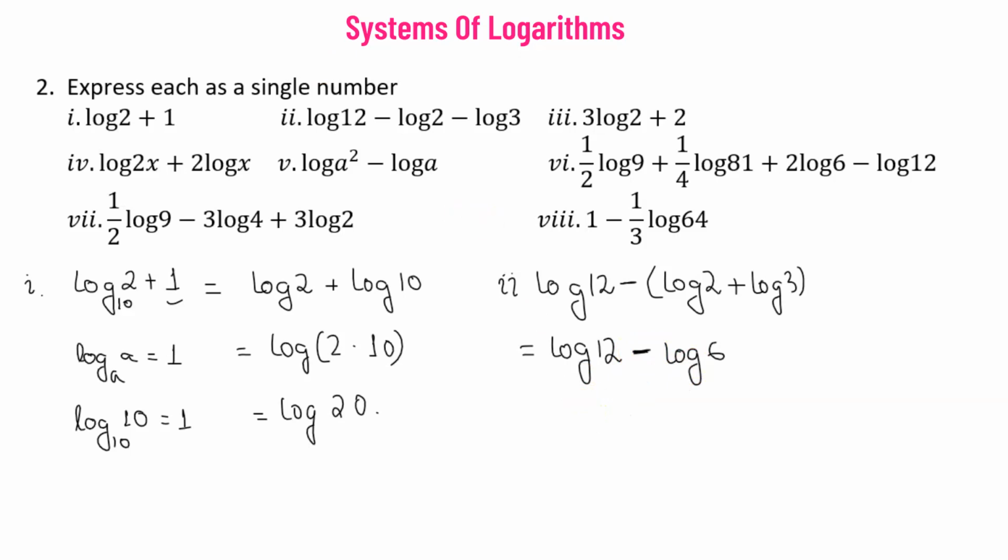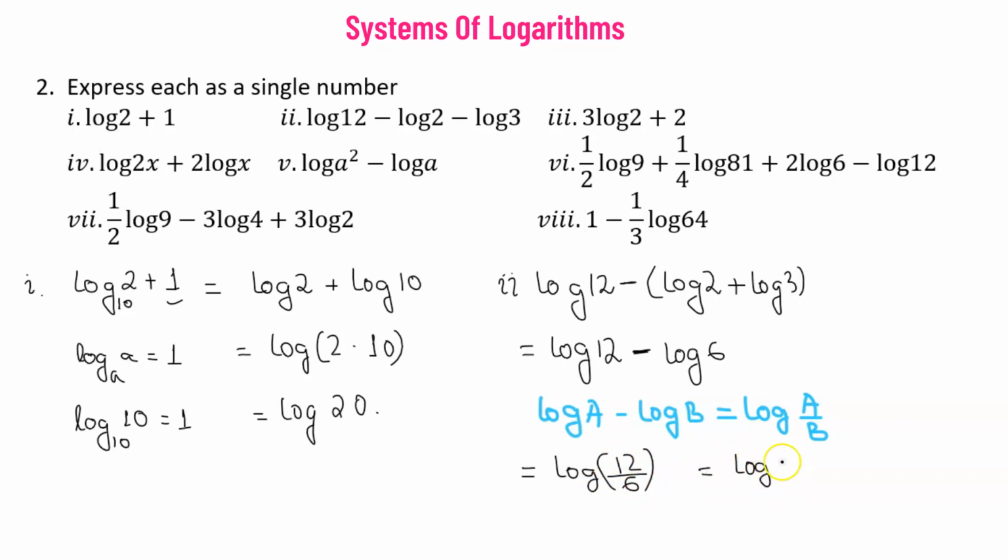That means we can use the property that log of A minus log of B is equal to log of A over B. So if we use this property, then we'll have log of 12 divided by 6. And 12 divided by 6, that's 2. So this value is equal to log of 2. So log of 12 minus log of 2 minus log of 3 is equal to log of 2.